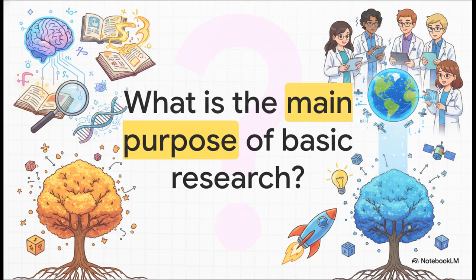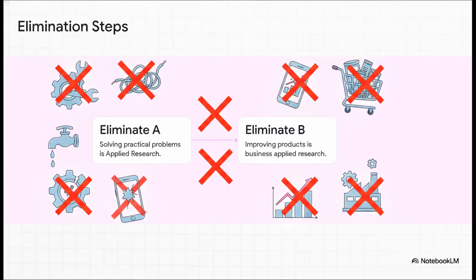What is the main purpose of basic research? The options are A. Solve practical problems, B. Improve products, C. Advance knowledge, or D. Test a hypothesis. Take a second. Lock in your guess. Okay, let's hack away at the incorrect answers here.